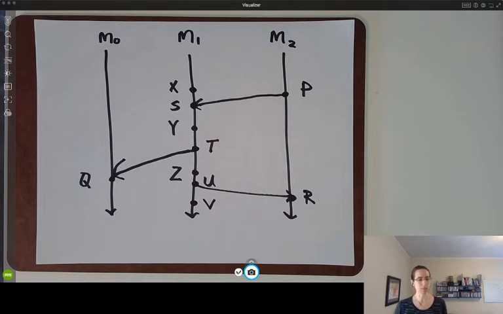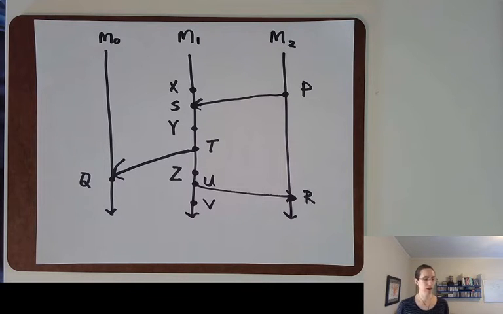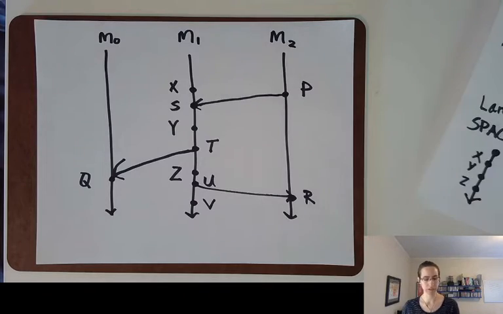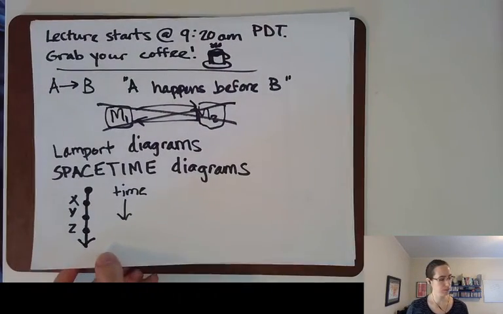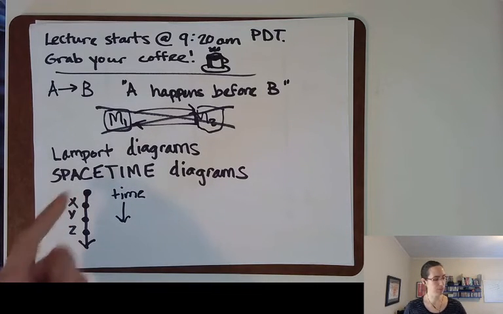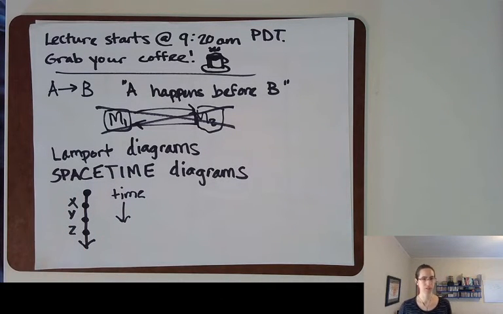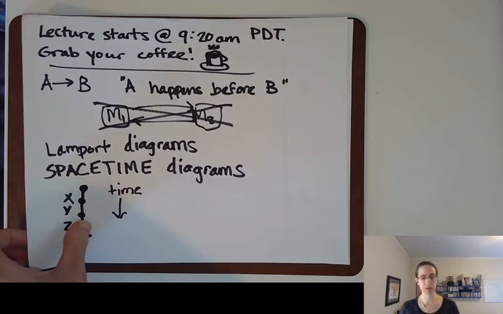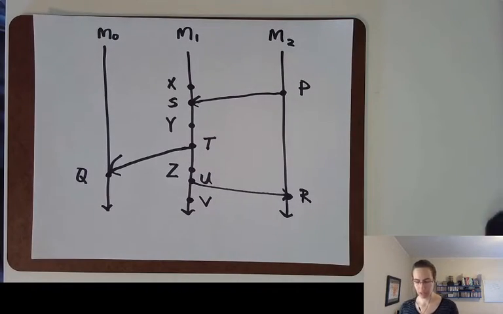So we already covered part of it, right? We said that when we were dealing with just a single process line like this, then if an event happens before another event on the same process line, or if it occurs higher than that event on that process line, then we know that X happened before Z, for example. So that's going to be the first part of our definition.